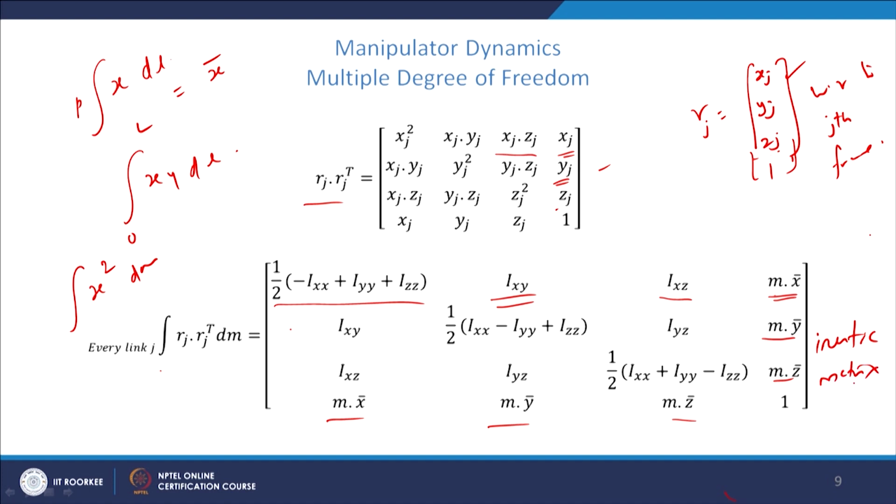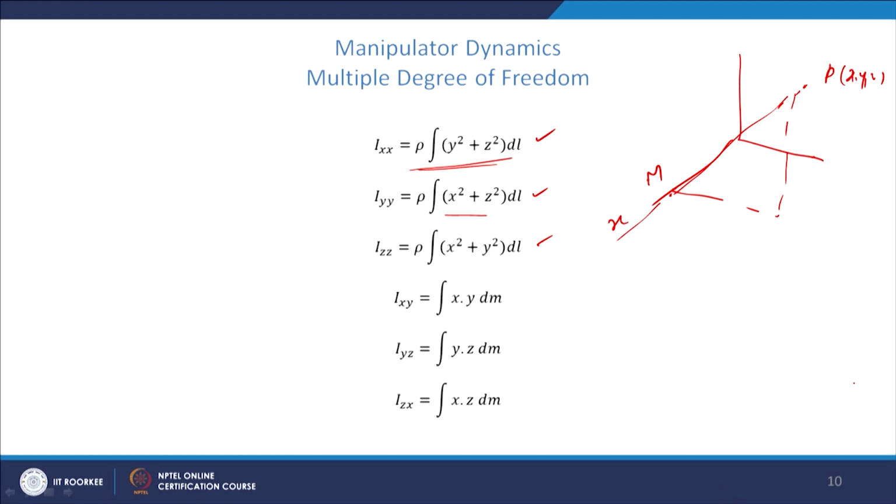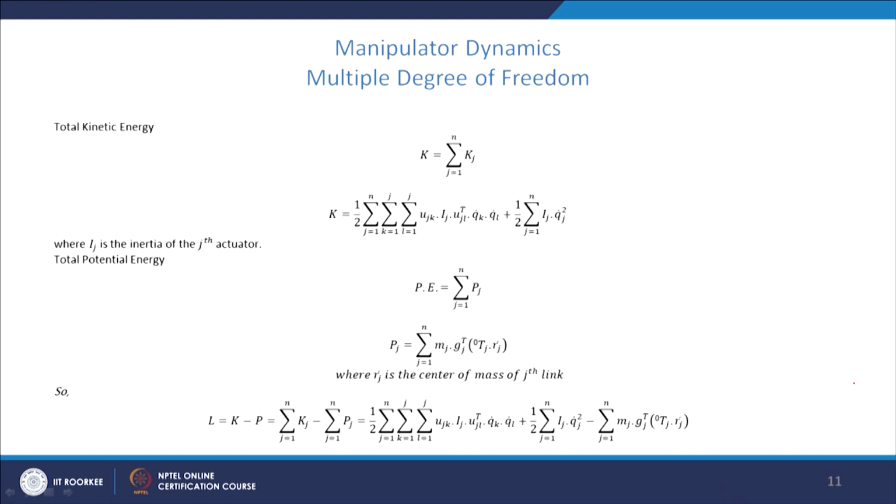This is a fixed one because Rj and Rj transpose are not going to change throughout the motion of the robot manipulator. So once a robot manipulator is given, for each joint, each link j, we can calculate the inertia matrix, and it is a fixed one.